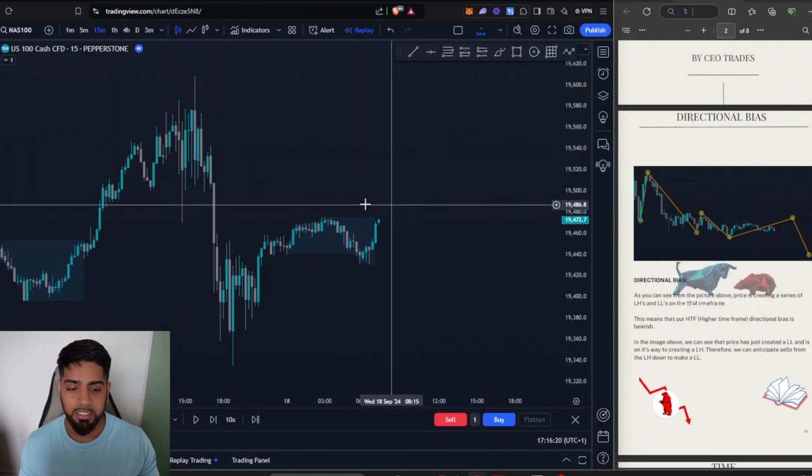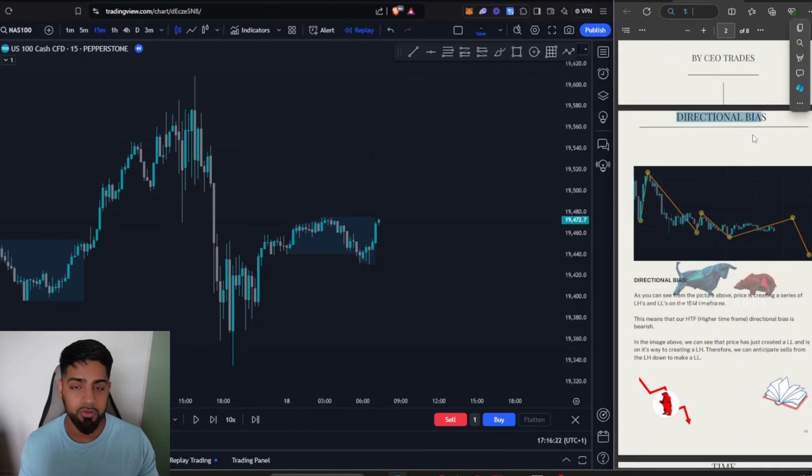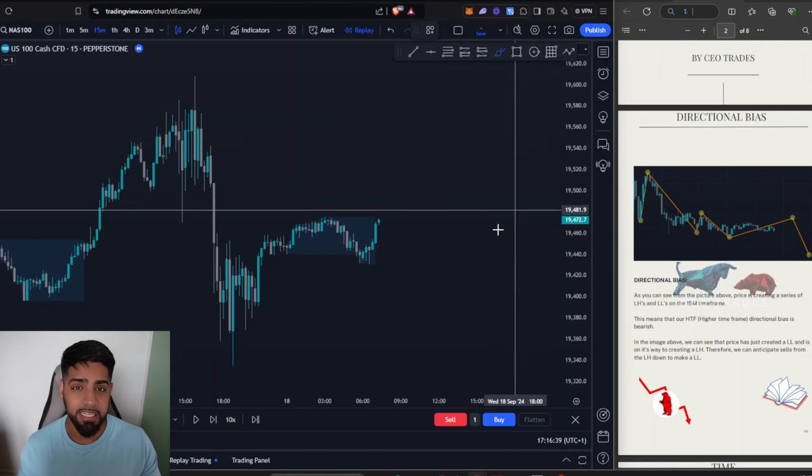So if you go onto the charts, the first thing that we're going to do by referring to our ebook, which is the framework for the Judas swing, is understand that we're going to go onto the 15-minute time frame to identify our market structure. So our directional bias is going to be bearish in today's example.